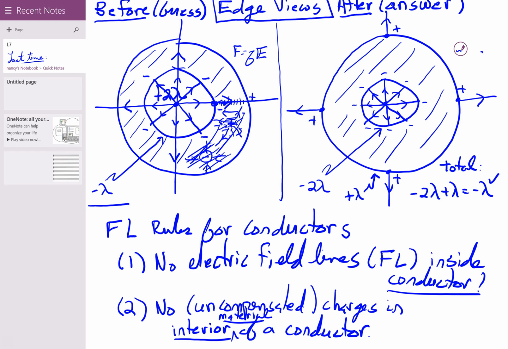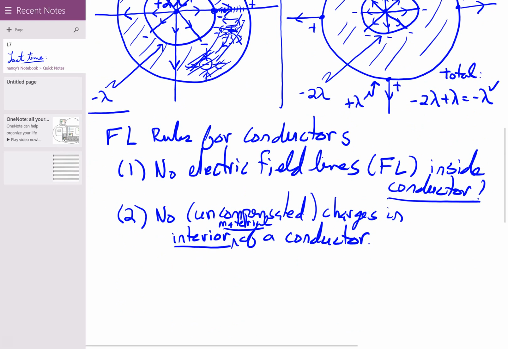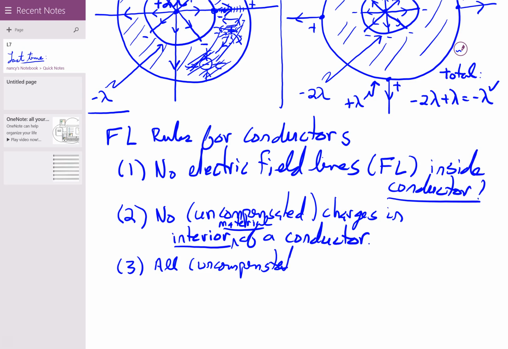Now, the next conclusion we came to was that those extra positive charges couldn't be on the inside. They must only exist on the surface. The surface was okay because then you could expel the field lines to the outside and not be stuck with any field lines inside the conductor. So that's really the third lesson we can draw from this: all of the uncompensated charges end up on the surface.